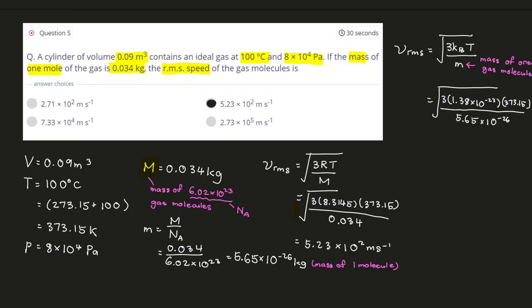Yep, it's also 522.89 meter per second, which if you change it to standard form, will be 5.23 times 10 to the power of 2 meter per second. So as you see, you are able to get the same answer as long as you know what the equation is, what the symbols are, and what you need to substitute inside. Okay, so that's it for question 5. Let's move on to the next question.